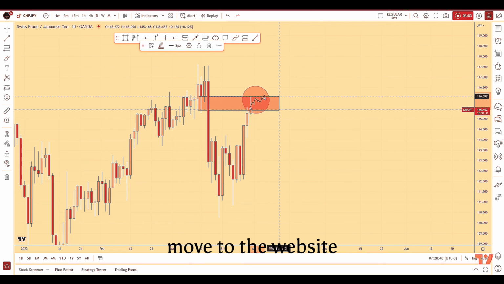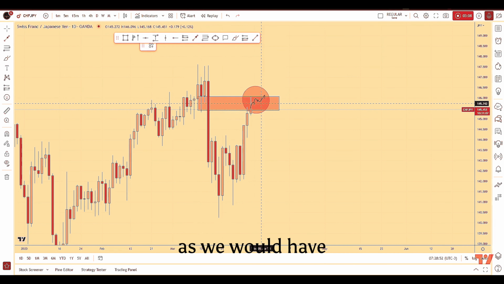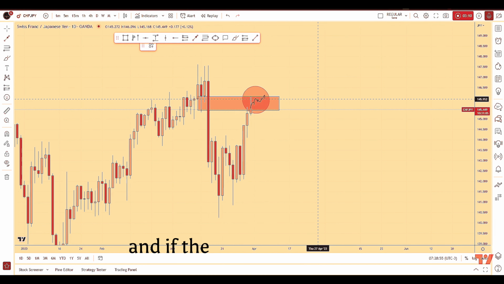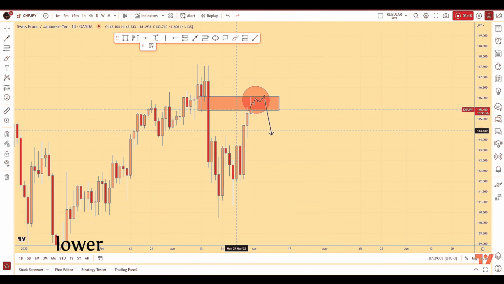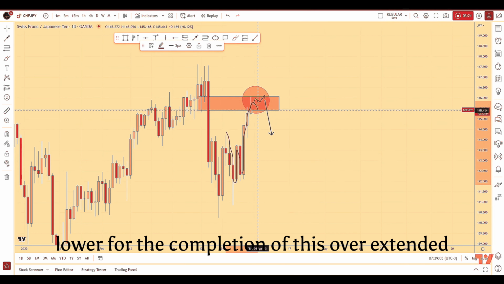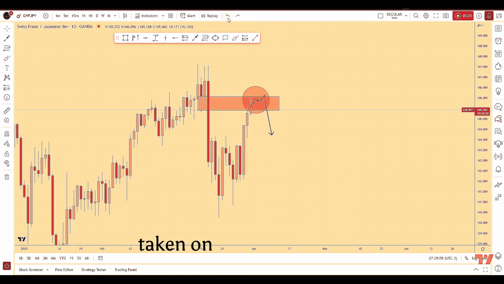Therefore, what we could be doing, potentially also with students, is monitoring price action from an intraday perspective during this move to the upside, waiting for the market to shift from an intraday bullish market as we would have to an intraday bearish market. And if the market would shift from an intraday bullish to bearish market and provide to us one of our valid entries, at that point we could be looking for a potential reversal lower for the completion of this overextended W formation, at least at the 0.32 of the Fibonacci taken on this daily impulse.